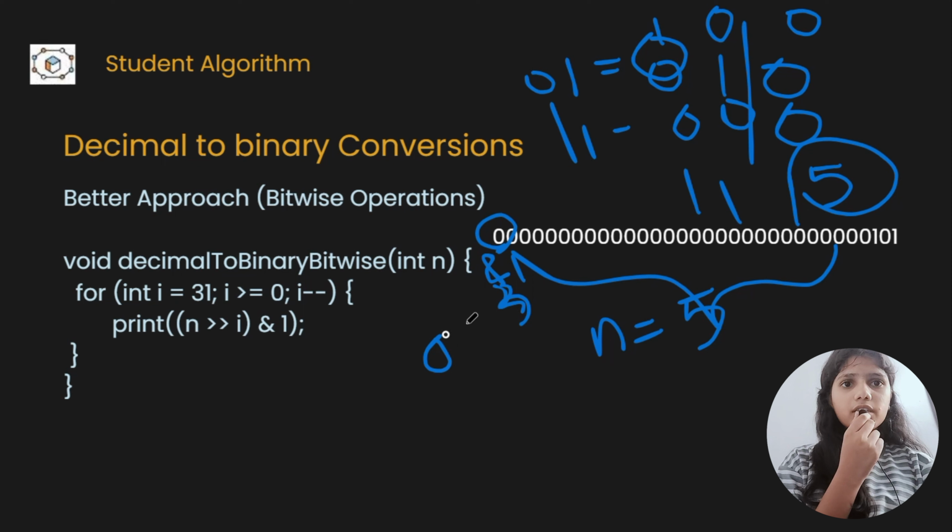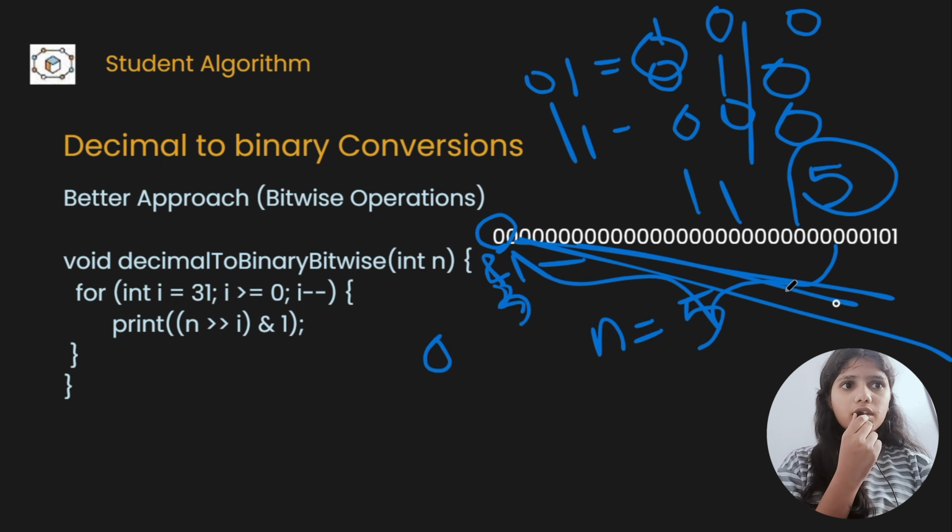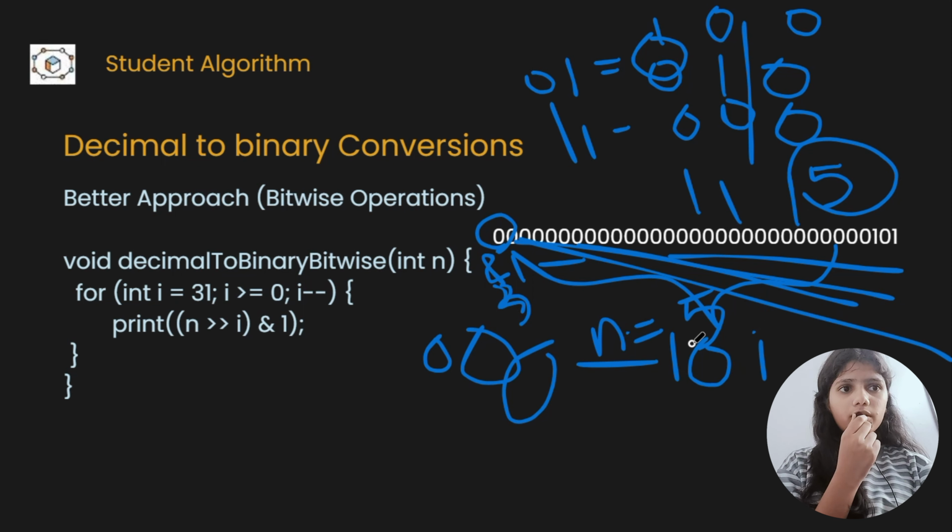So it will print 0, and then for the 30th bit, n will be right shifted 30 times, and it will print 0. It shifts 29 times, it will print 0, and so on. It shifts 3 times, it will print 1, then 2 times 0, and then 0 times 1. So in this way the entire 5 is printed, right?